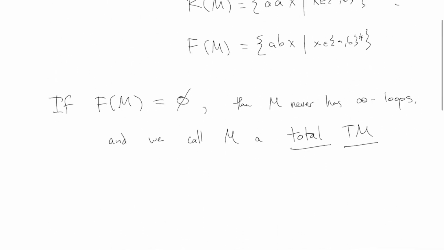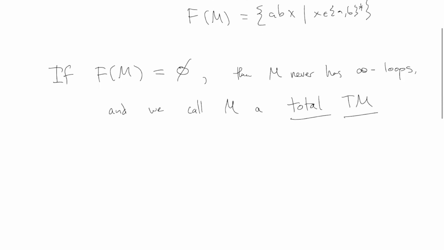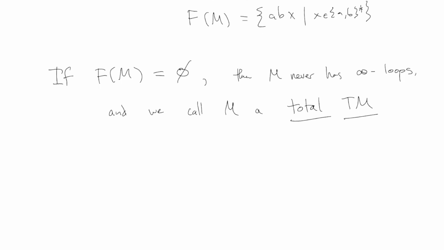If M never has infinite loops, then we call it a total Turing machine. This is confusing language here, but I have to go with it because this is what people really call this. Here's a definition. We say a language L is called recursive if it is the language of a total Turing machine.